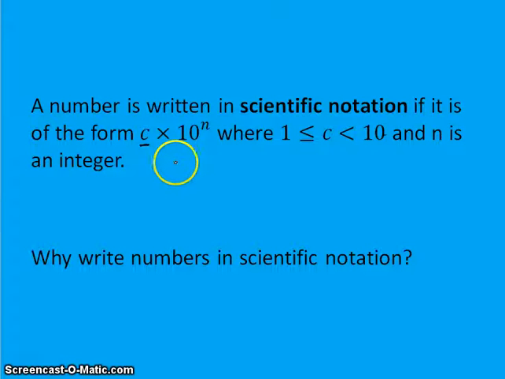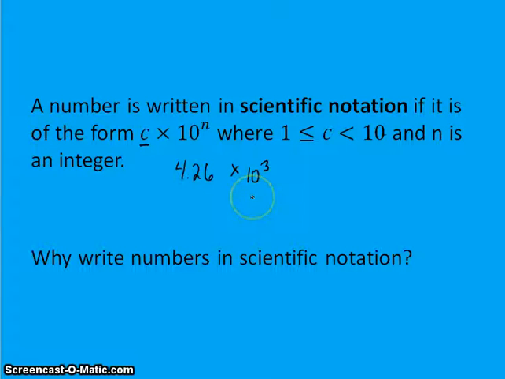So for instance, we could have a number like 4.26 times 10 to the third. That's a number that's in scientific notation. And we're going to talk in a little bit about how to get numbers out of scientific notation and how to put them into scientific notation.